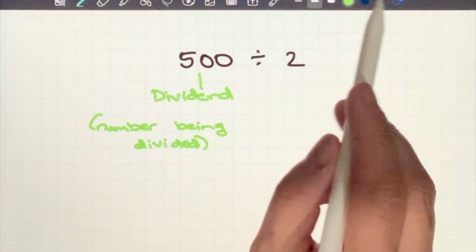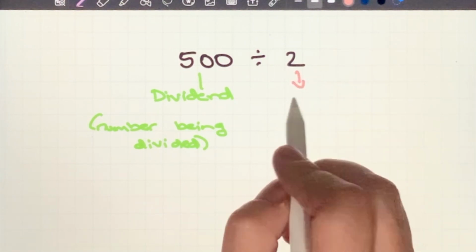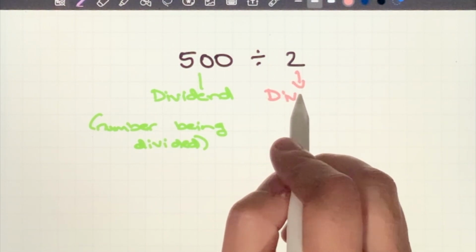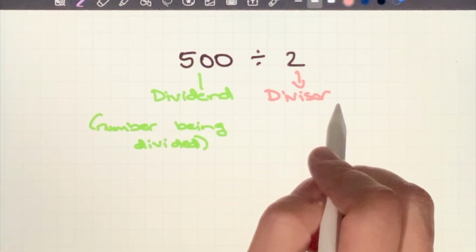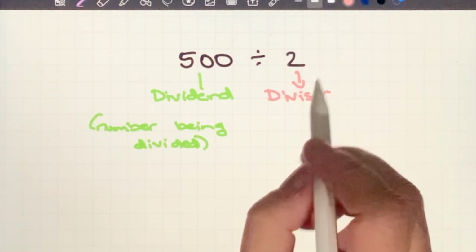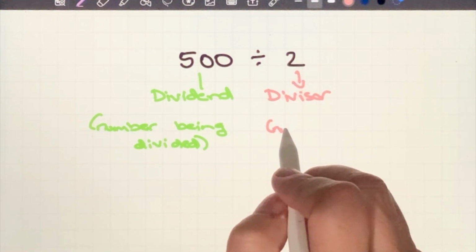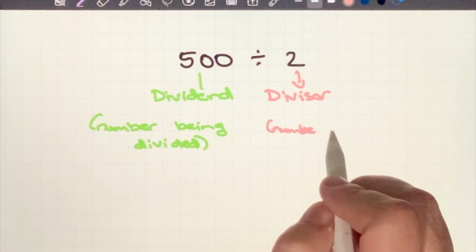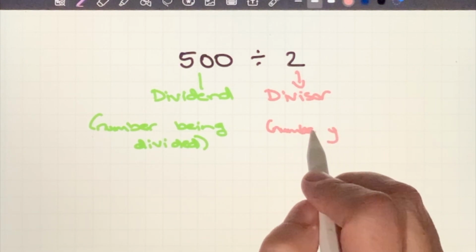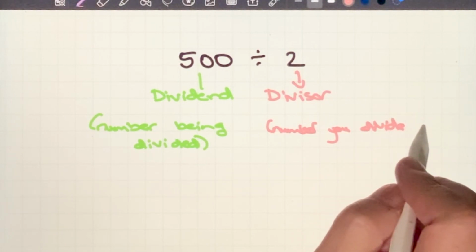And then we call this number the divisor. This is the number that is doing the dividing. So this is the number. You could say that, number you divide by.